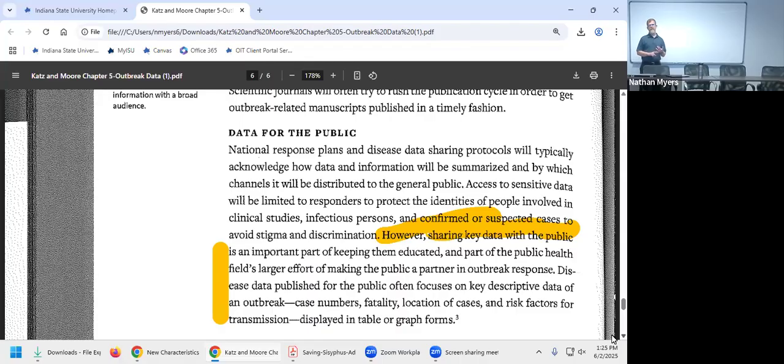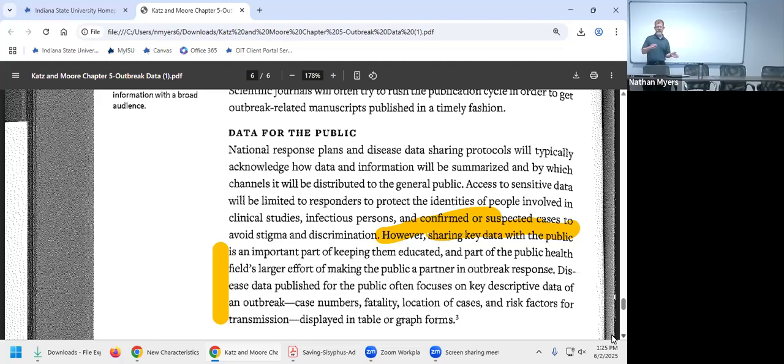So again, the idea is if there's evidence available that seems credible and potentially useful, and public health wants to engage the public in these efforts to control viruses, they're going to have to be willing to share this information rapidly.